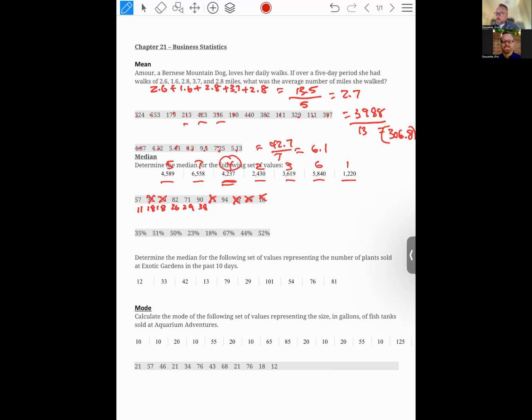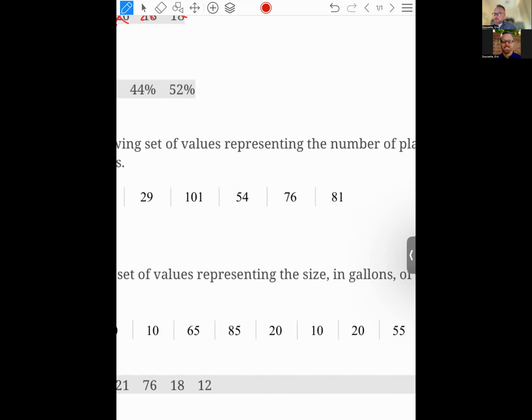And then 57, 71. Oh, crud. That's why I don't like using the iPad.